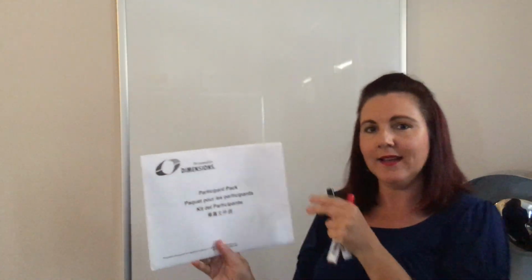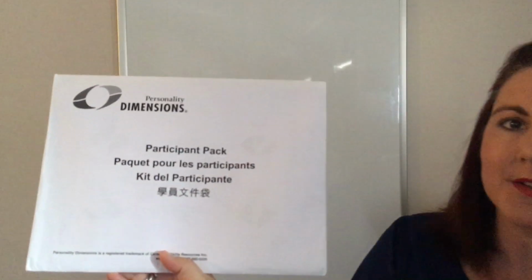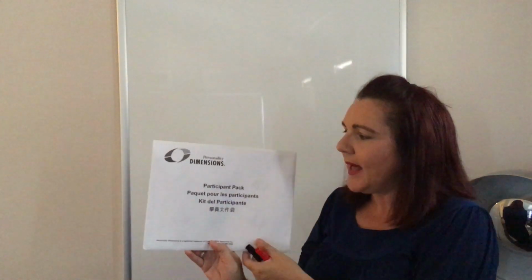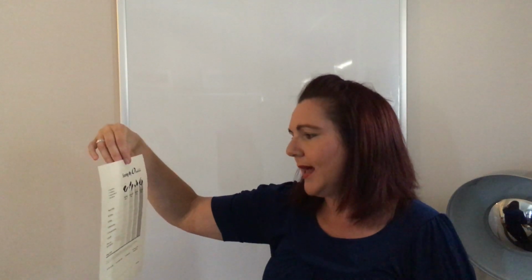So each person gets a participant pack, and as you can see, the participant pack is in lots of different languages, so it is being used internationally. And in the pack, there's a whole series of little activities that people do, and I guide them through each of the activities. So there is a scoring my personality dimensions sheet, which means that each of the activities gets scored onto the sheet. So activities revolve around a series of pictures that people look at.